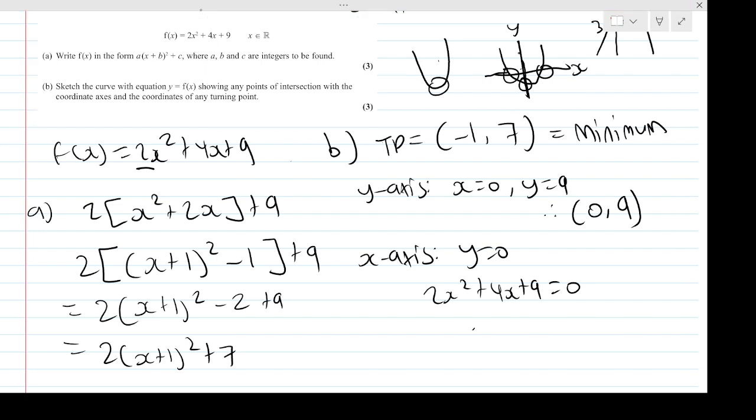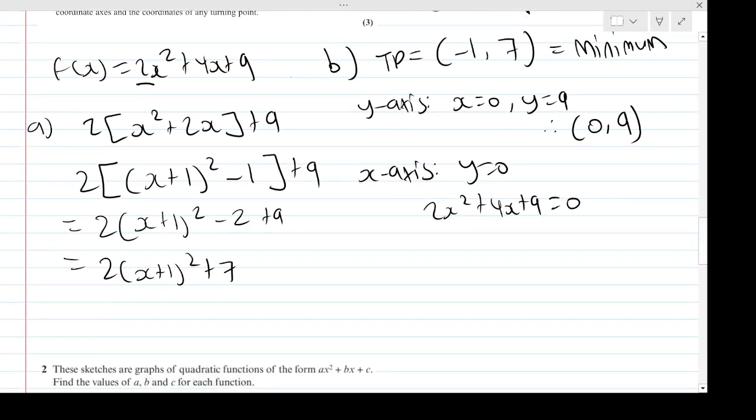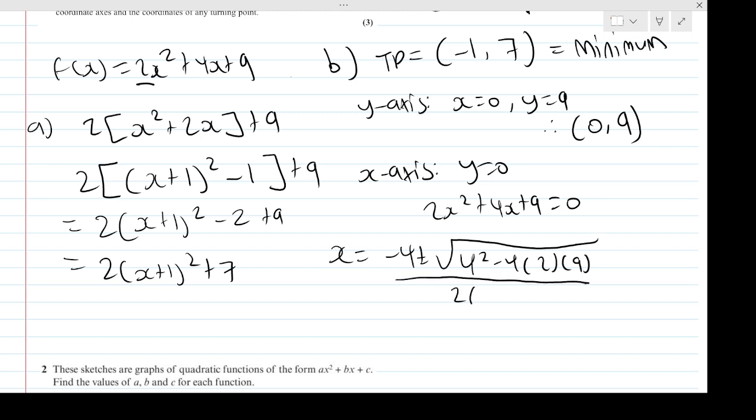Anyway, nothing unusual there. And then we solve it, and we can again perhaps just use the quadratic formula to save any bother. So x would be minus 4 plus or minus the square root of 4 squared minus 4 lots of 2, 9, all over 2 times 2. Okay, and then hopefully what you spot here is it's the same sort of issue as last time. If I were to put this in a calculator, I again get this i business.